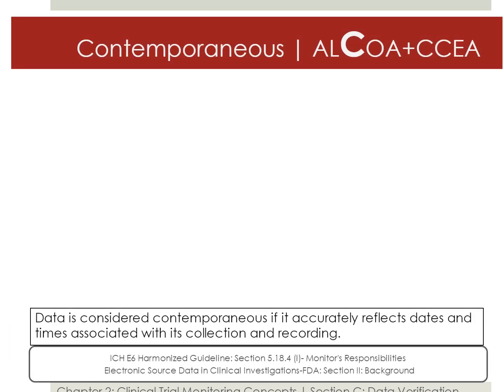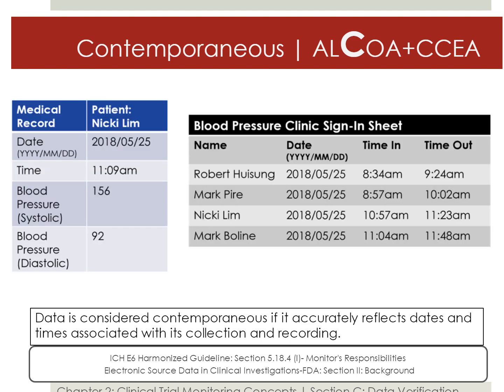Data is considered contemporaneous if it accurately reflects dates and times associated with its collection and recording. Take a moment to think about the steps a monitor should take in order to verify that data is contemporaneous. A monitor verifies that data is contemporaneous by verifying that it is recorded at the time that it is generated.